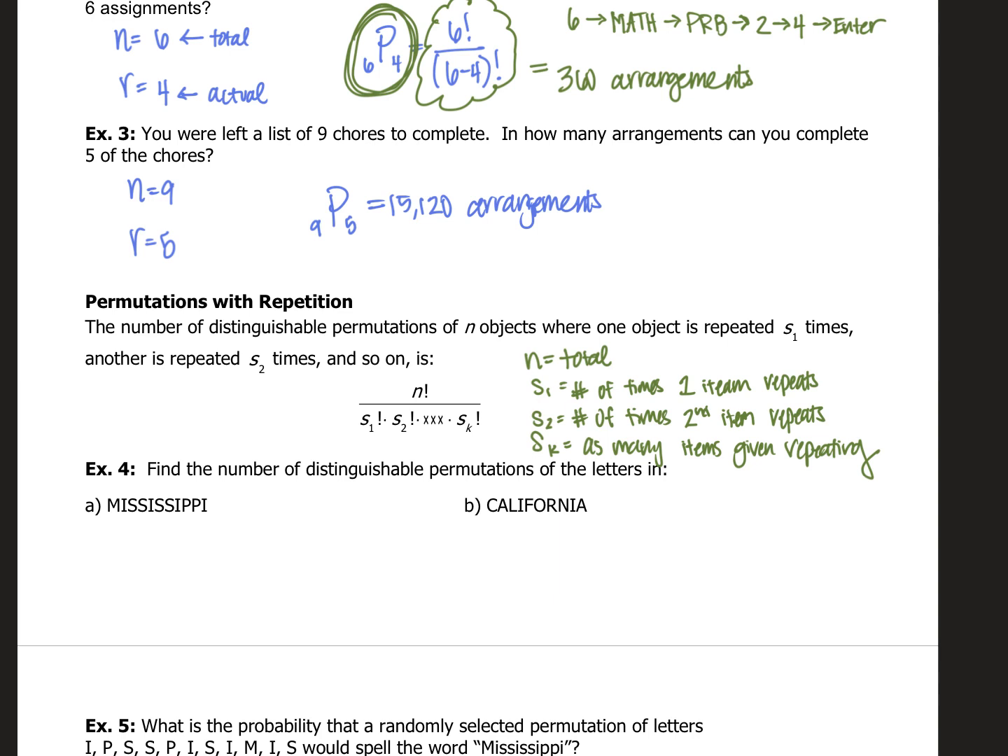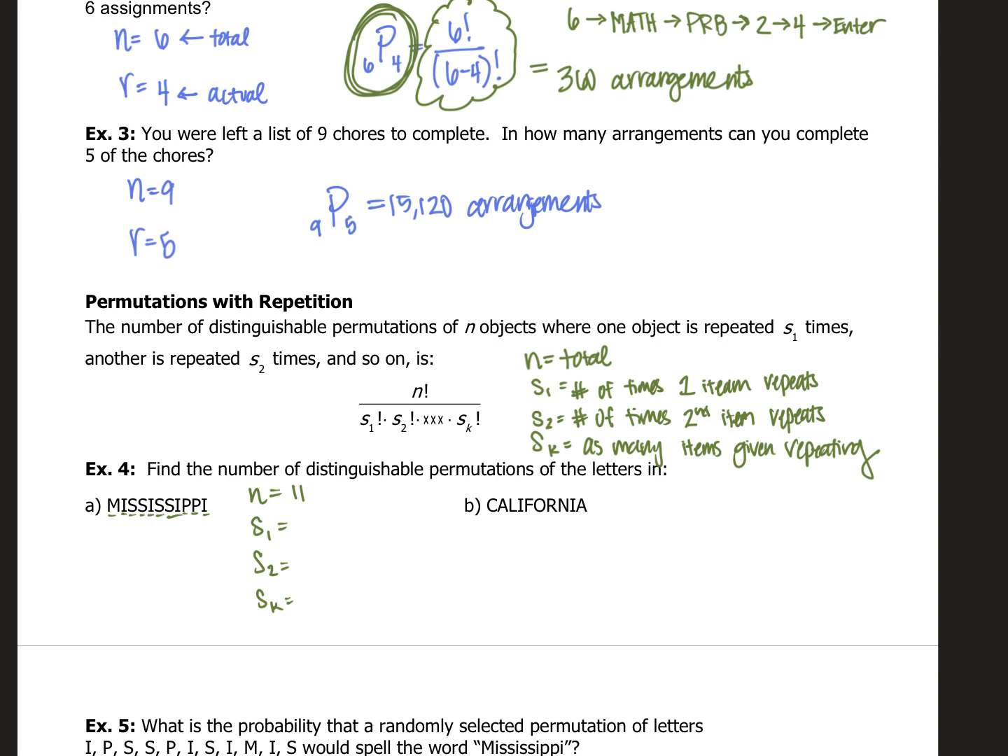Let's take a look at example 4 here to really understand what all of these variables mean in this formula. It says find the number of distinguishable permutations of the letters in Mississippi. So let's start with our variables. We have N, S1, S2, and possibly SK. That's a maybe. N is the total. How many total letters are in the word Mississippi? Well, we have 1, 2, 3, 4, 5, 6, 7, 8, 9, 10, 11. We have 11 total letters in the word Mississippi.